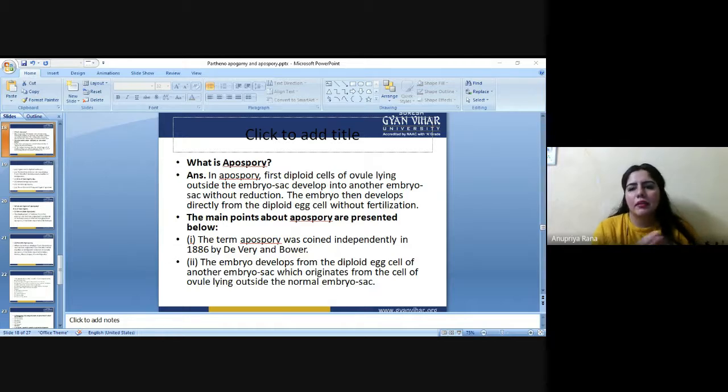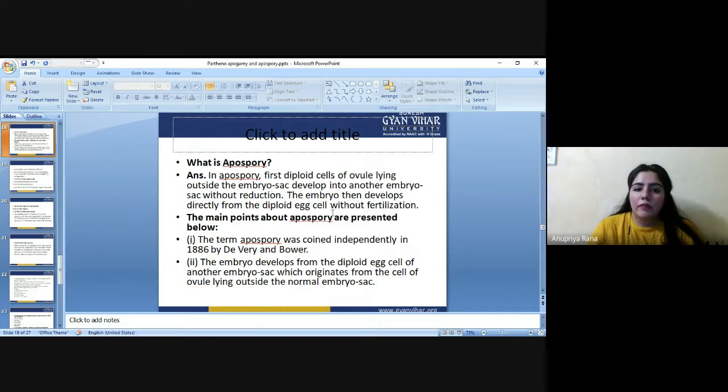So this is a little confusing, but don't get confused, because I'm trying to explain that the formation of the embryo sac is more important here than the formation of the embryo. Okay, so the formation of the embryo sac can happen by two means. We will discuss it.